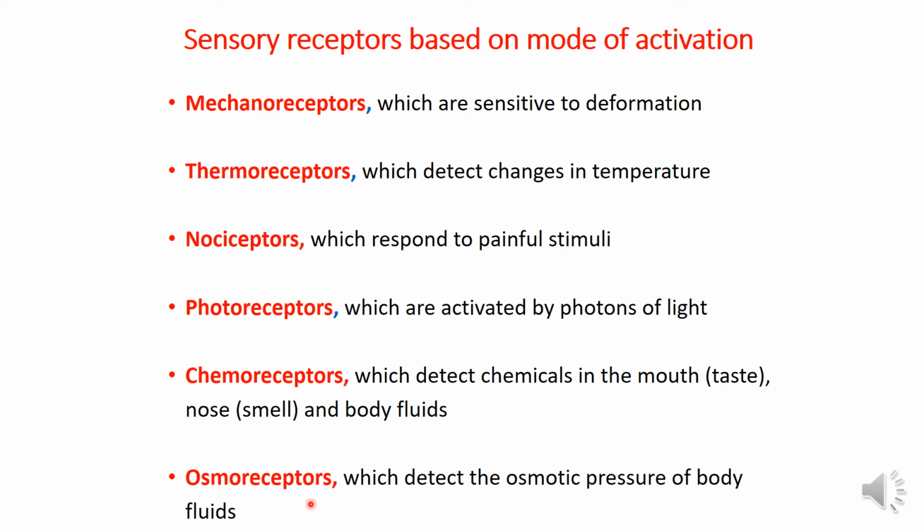The osmoreceptors are stimulated by what? By change of the osmolarity. When the osmolarity of the plasma increases, there is shift of water from inside the cell to outside, so there is a shrinkage of the cell. When these osmoreceptors or the cell show shrinkage, they are stimulated. Why? The water gets out from the cell. So we have classification of the receptors according to the mode of activation.